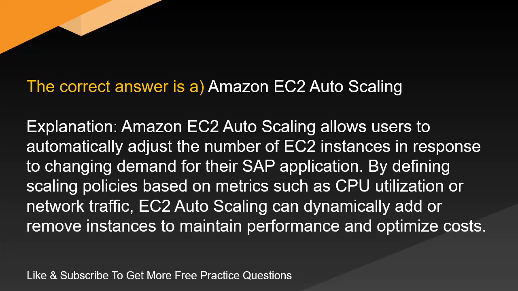Amazon EC2 Autoscaling. Explanation. Amazon EC2 Autoscaling allows users to automatically adjust the number of EC2 instances in response to changing demand for their SAP application. By defining scaling policies based on metrics such as CPU utilization or network traffic, EC2 Autoscaling can dynamically add or remove instances to maintain performance and optimize costs.